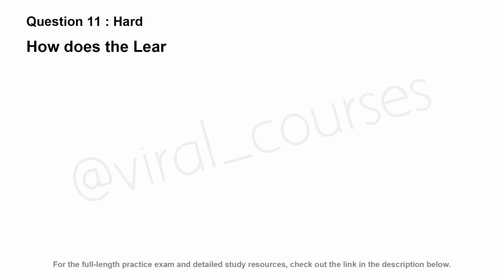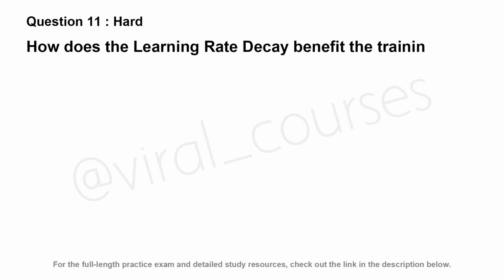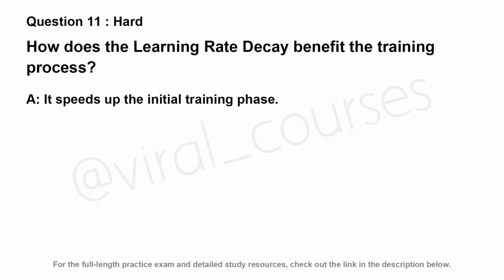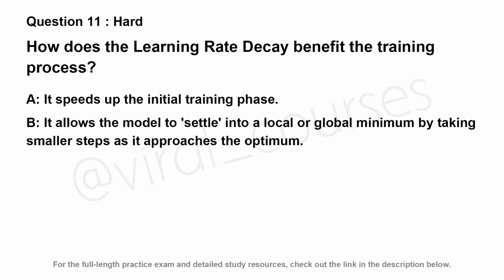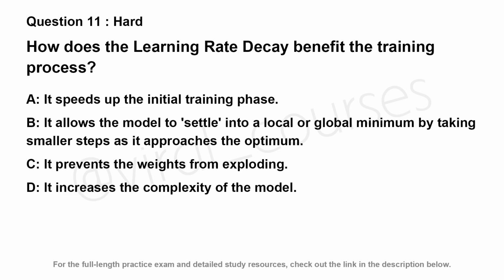How does the learning rate decay benefit the training process? Option A. It speeds up the initial training phase. Option B. It allows the model to settle into a local or global minimum by taking smaller steps as it approaches the optimum. Option C. It prevents the weights from exploding. Option D. It increases the complexity of the model.